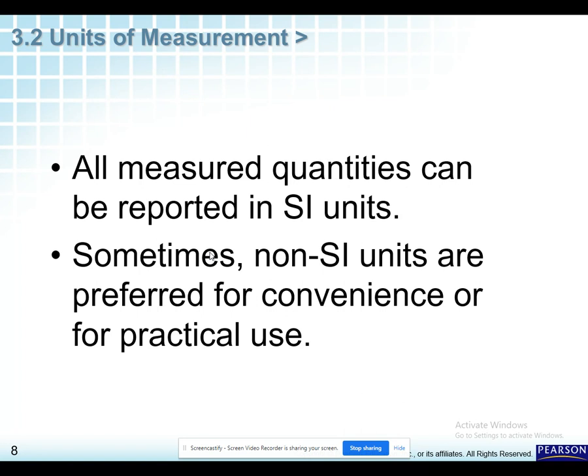So let's actually take a look at them. All measured quantities can be reported in SI units, but sometimes non-SI units are preferred for convenient or practical use. So know that as we go through this section, I might say the specific SI unit for volume, but please know that there are other non-SI units that are also used for volume that we're going to do.